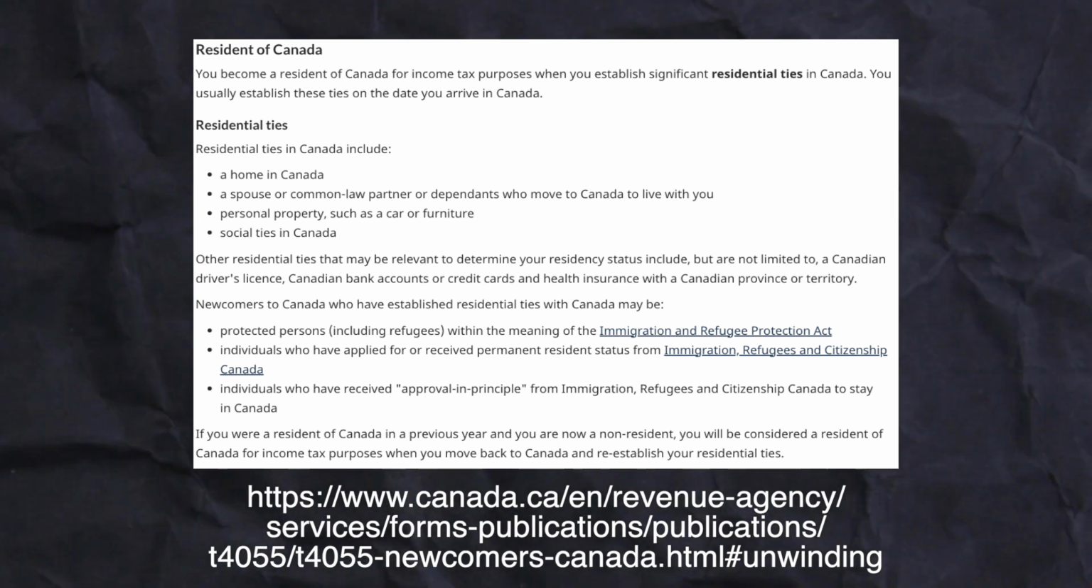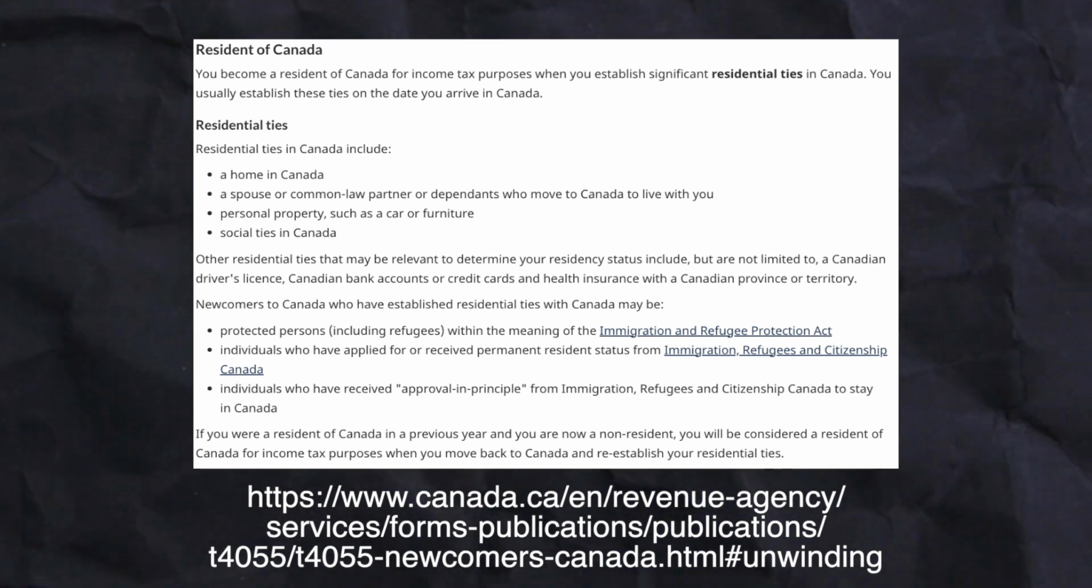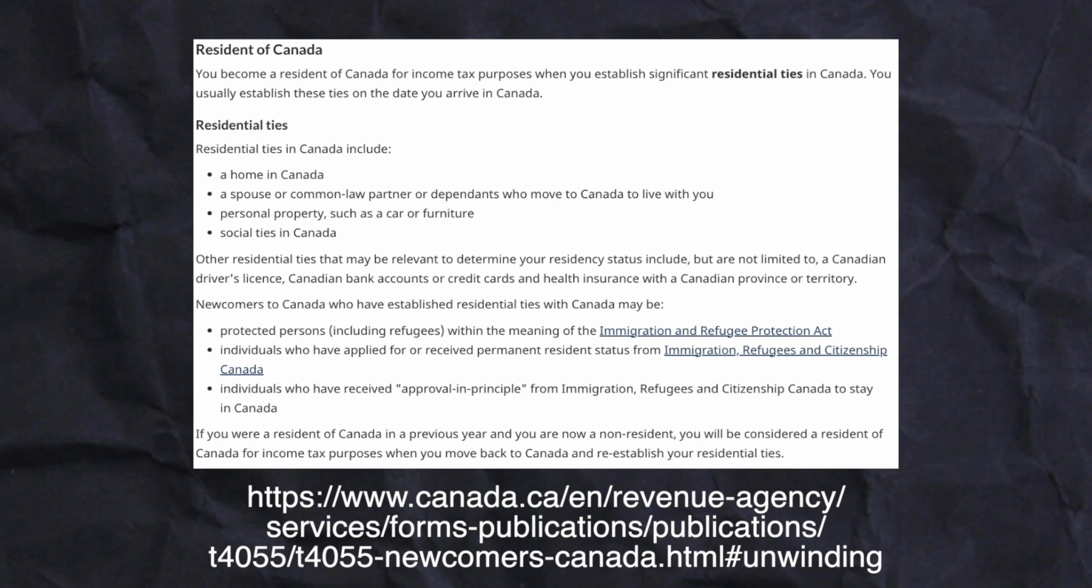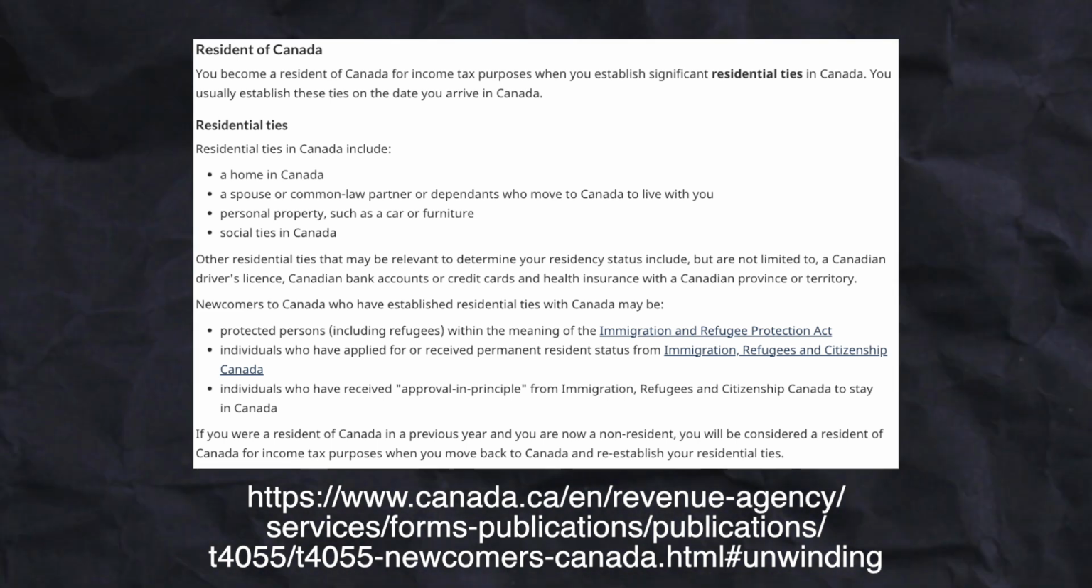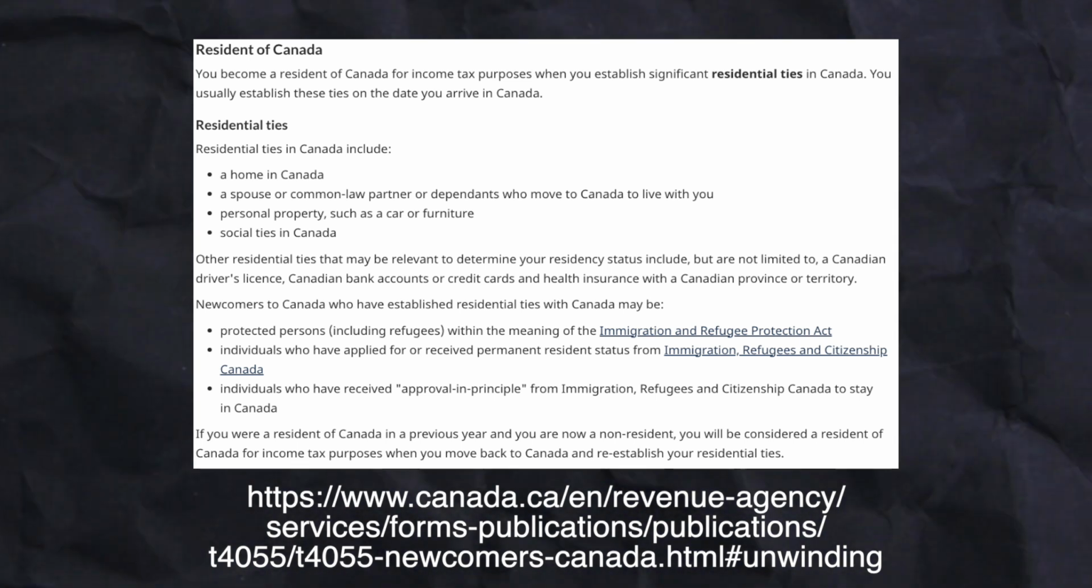It says, a home in Canada, a spouse or common law partner who has moved to Canada to live with you, personal property such as a car or furniture, or social ties in Canada. Other residential ties that may be relevant to determine your residency status include, but are not limited to, a Canadian driver's license, Canadian bank accounts or credit cards, or health insurance with a Canadian province or territory. And there's some other stuff that I don't think is really important to what we're talking about right now.